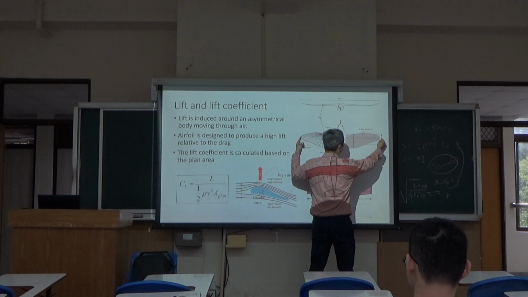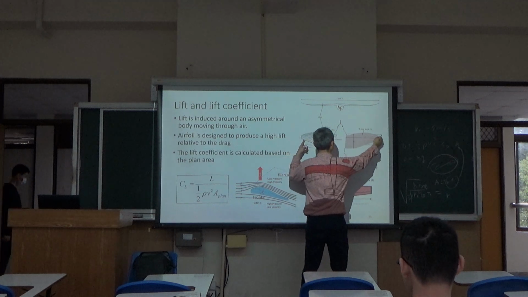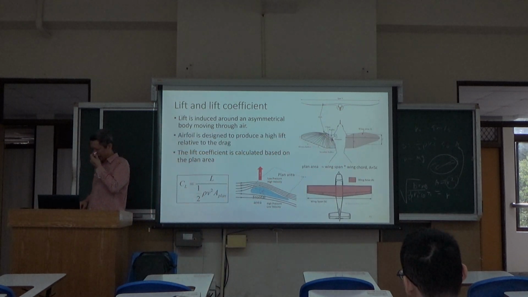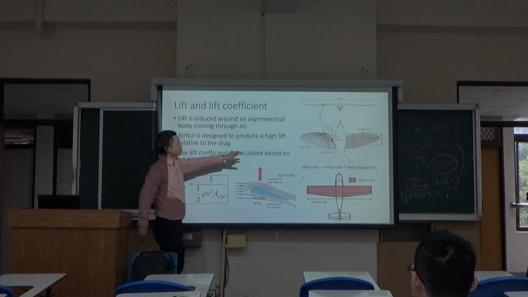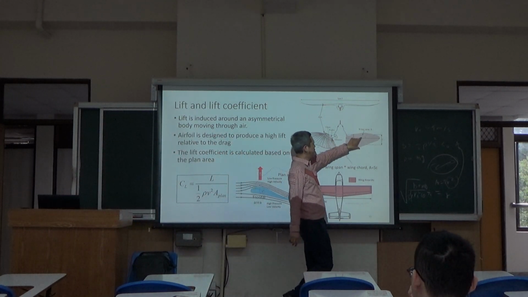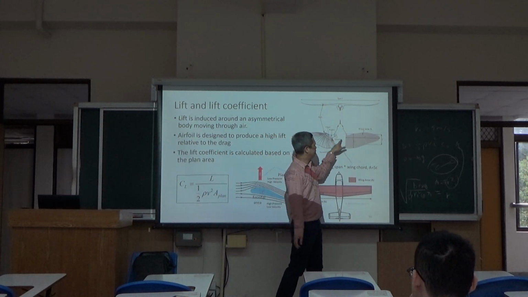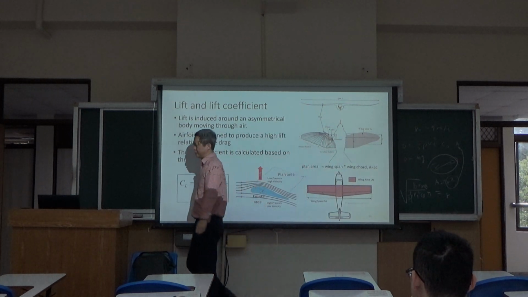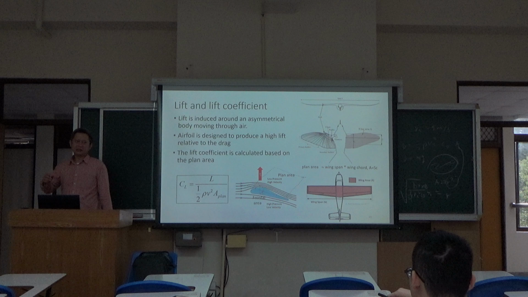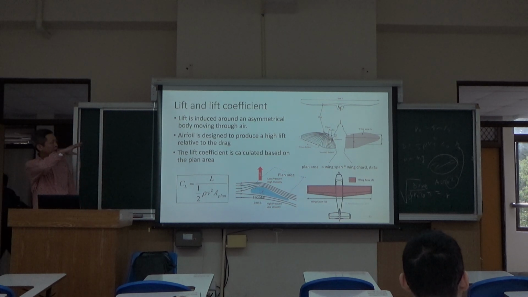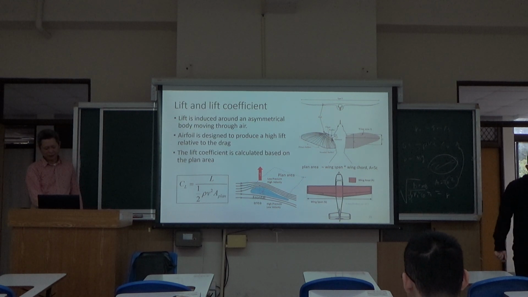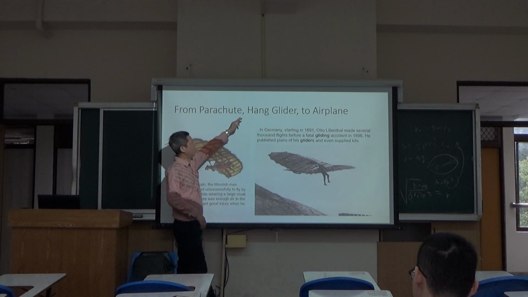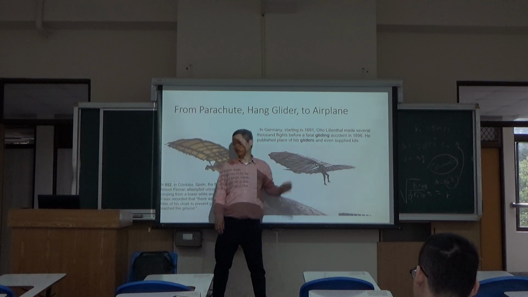how to find the wingspan is from the tip of the wing to the tip of the wing. This distance is called wingspan. And then how to find the chord length? The chord length will vary, but just take the area divided by the span, then you will be able to find the chord length. Because the chord can be long or short, we take an average value. Then next we'll view how you start from parachute, hang glider, and eventually come to the airplane.